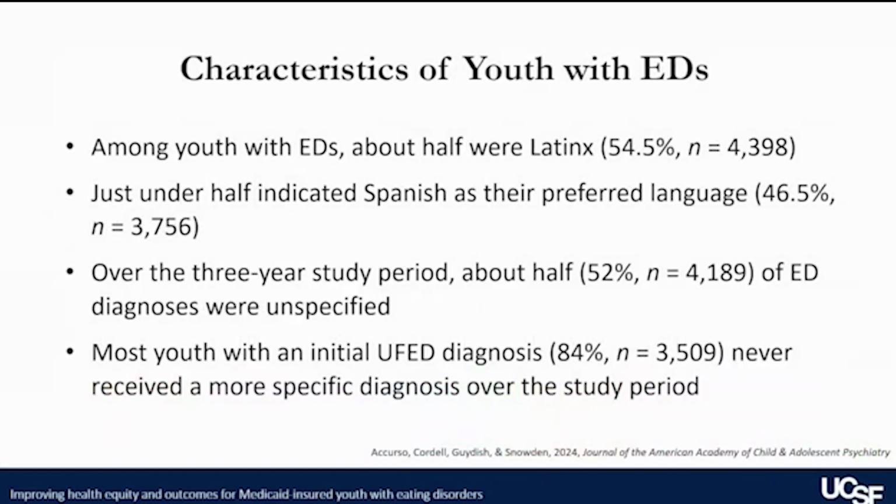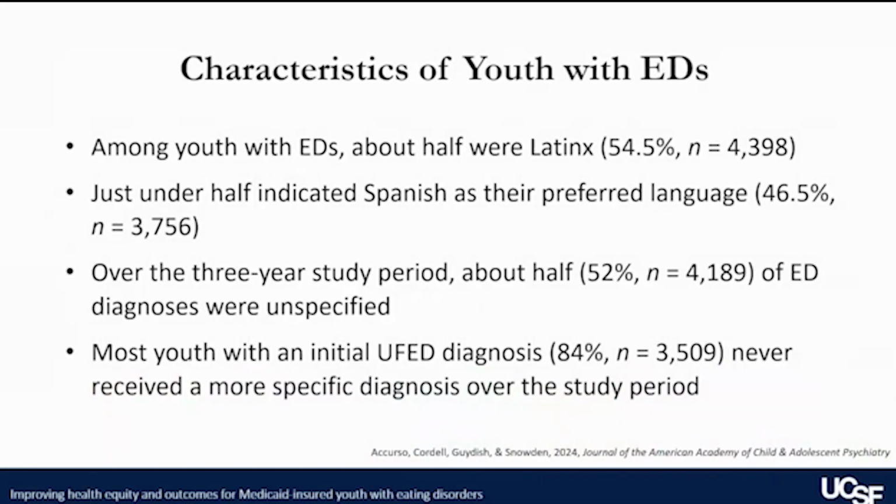So what did we find out just initially descriptively about kids within the Medicaid system with eating disorders? So about half of the population with eating disorders was Latinx. Just under half indicated Spanish as their preferred language. And if you look at the population of kids insured by Medicaid, our demographics matched up relatively closely to what we would expect from the population level of kids insured by Medicaid.